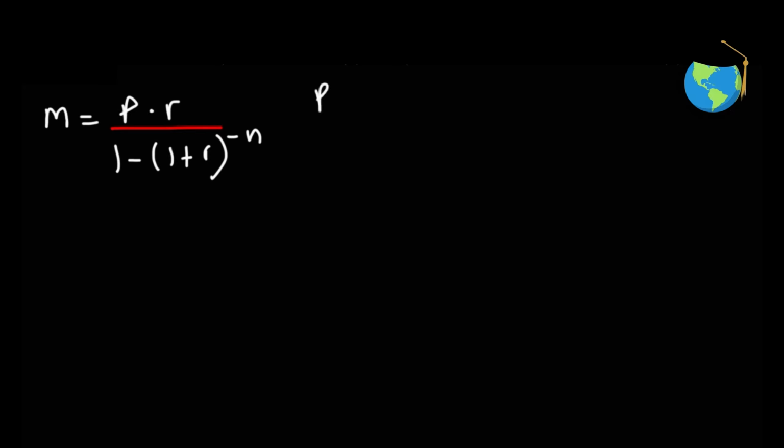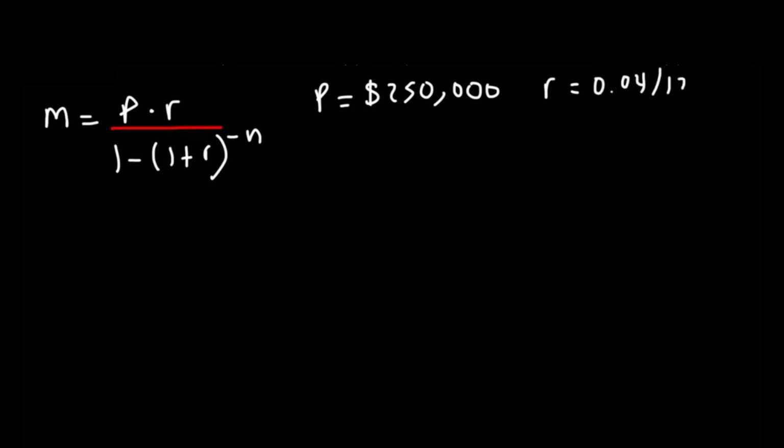So let's write down what we know. The principal is the value of the loan. That's $250,000. The monthly interest rate is going to be the fixed interest rate of 4% divided by 12 months in a year. So 4 divided by 12, well, this is 0.04 as a decimal. So it's really 0.04 divided by 12. And 0.04 divided by 12, that's 0.003 repeated. So I'm going to leave it like this for now.